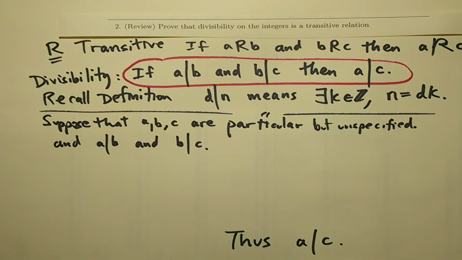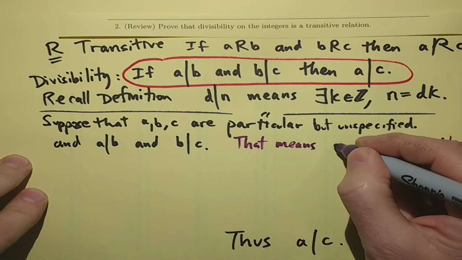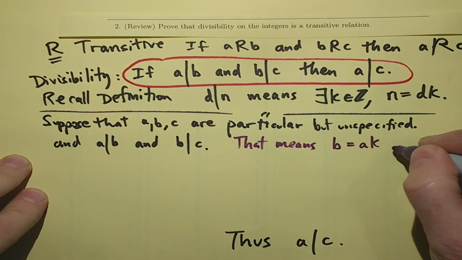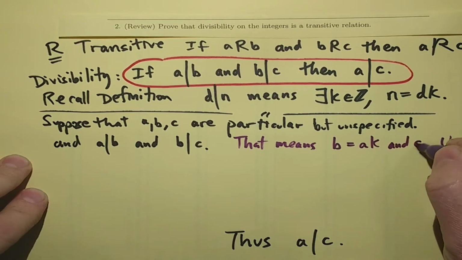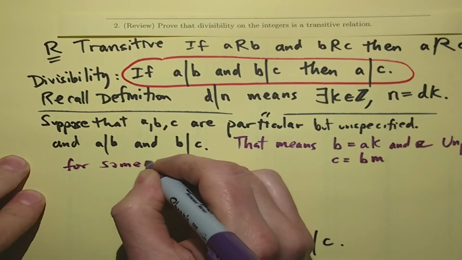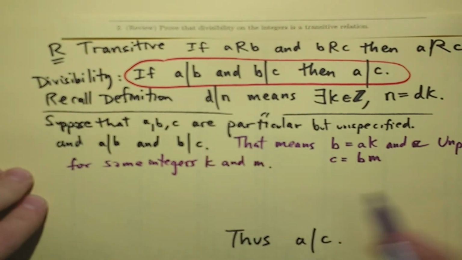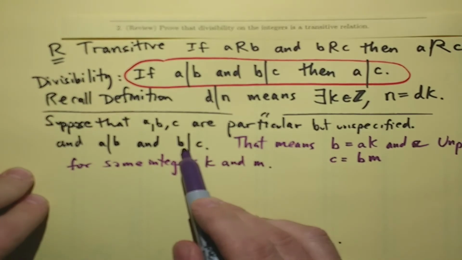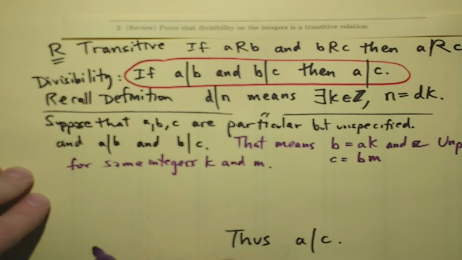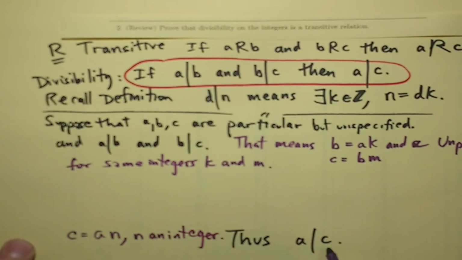And since we have a definition at hand, let's unpack. So the first thing is to unpack. That means that B is A times K, and C is B times, we need another letter, how about M, for some integers K and M. And that's unpacking that A is a divisor of B and B is a divisor of C. What about unpacking that A is a divisor of C? That just means that C equals A times N, an integer. That's really the definition of A is a divisor of C.